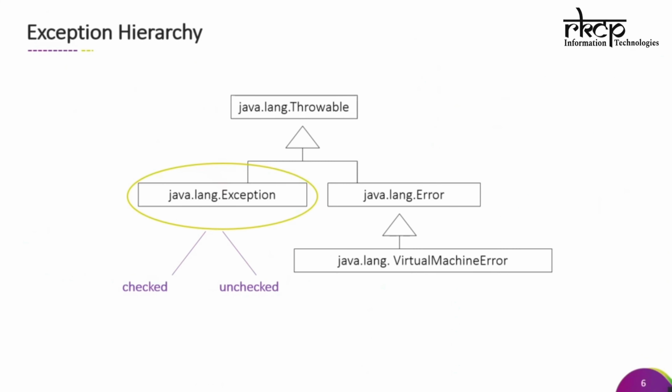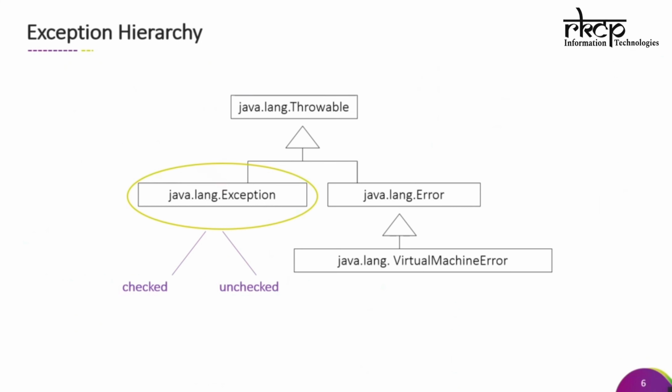This is the hierarchy of exception classes available inside Java. On the top there is the Throwable class. This Throwable class has two children. One is Exception and the second one is Error. The Exception class has two children. One is the checked exception, and the second is the unchecked exception.